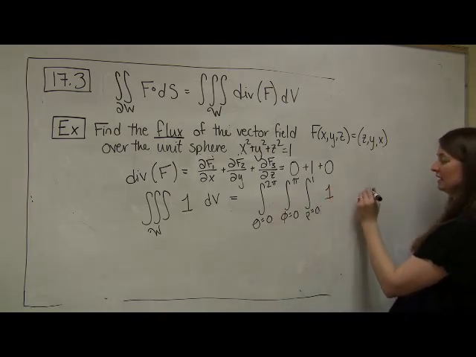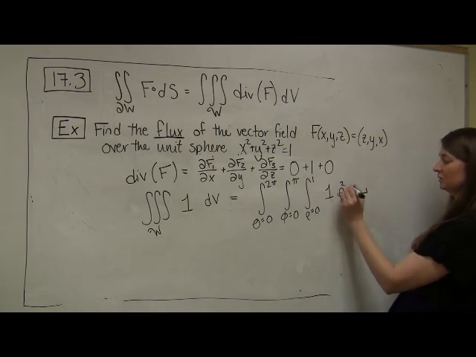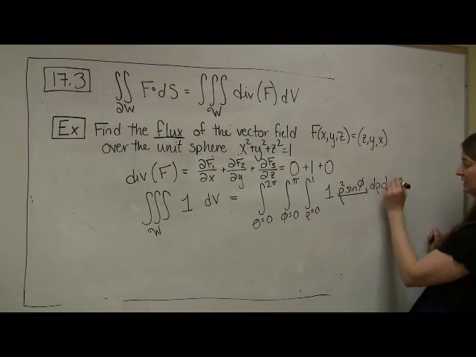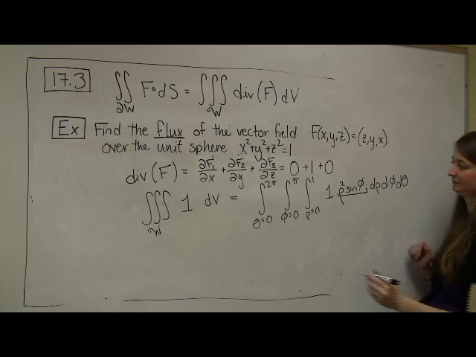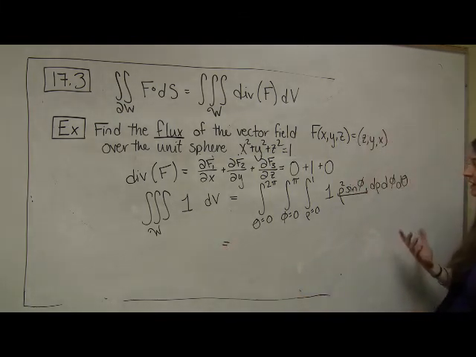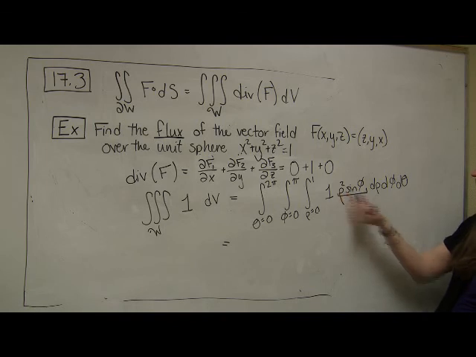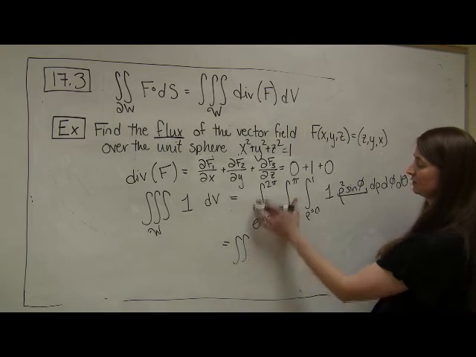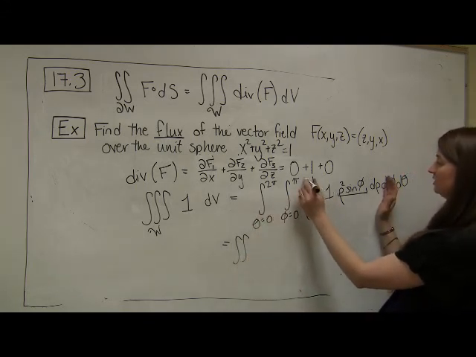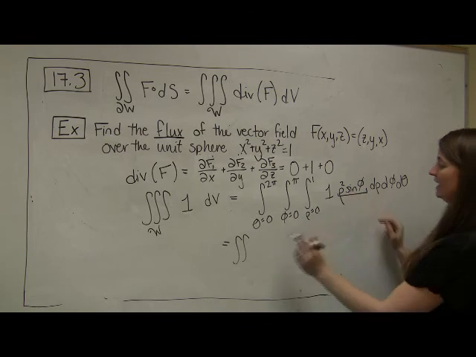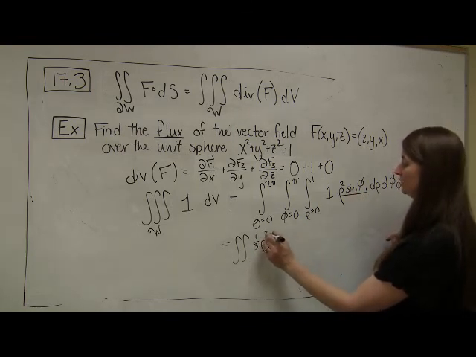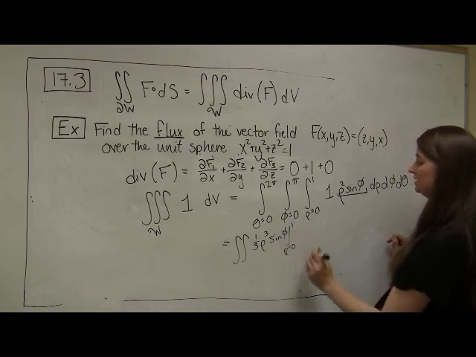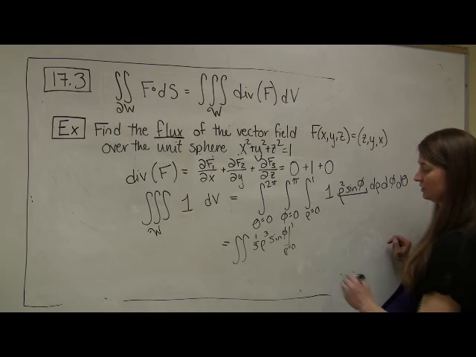Of 1 times, let's not forget our rho squared sine of phi, d rho, d phi, d theta. And now it's just integration. When I integrate this with respect to rho, keeping the outer two integrals as placeholders, I'm only evaluating the innermost integral to start, and I get 1/3 rho cubed sine of phi, evaluated as rho goes from 0 to 1, which is just going to be 1/3.